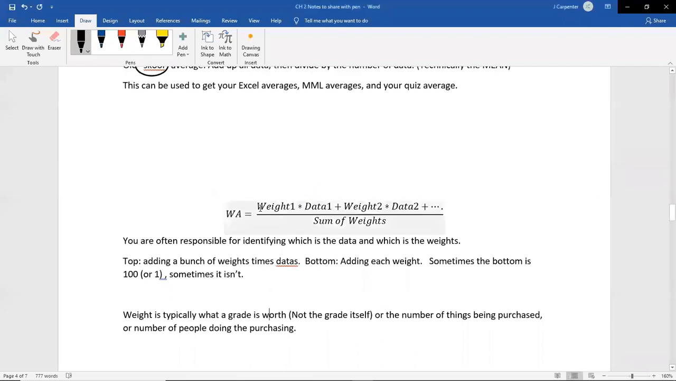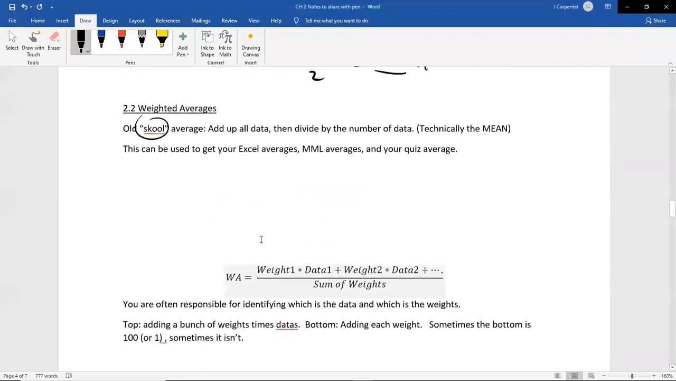So what does this weighted average formula look like? It looks like this. Your weighted average, not just an old school average, your weighted average. A regular average is just adding up a bunch of things and dividing by the number of things. The sum of weights is technically the number of things. It might not feel like it, but it is. It's as close to being related as it can.